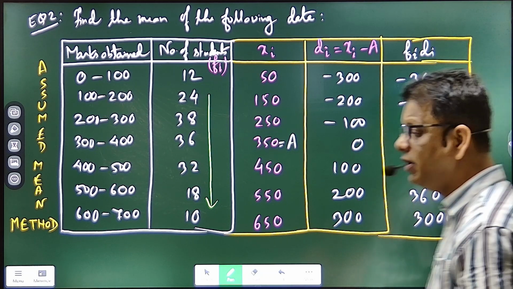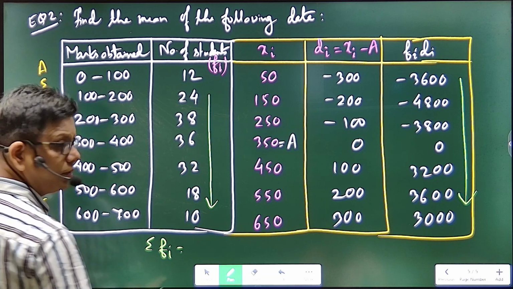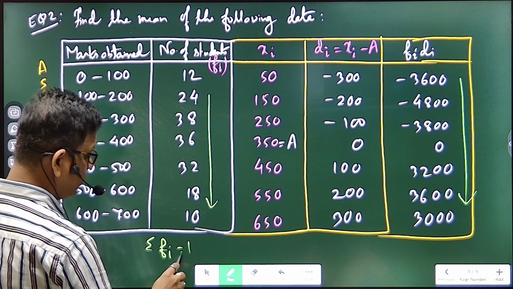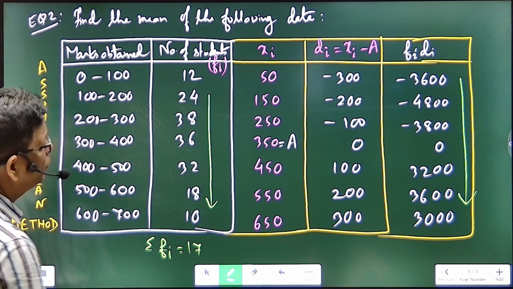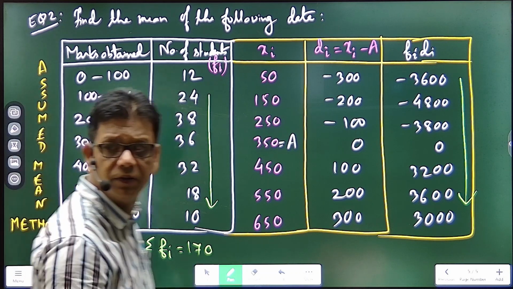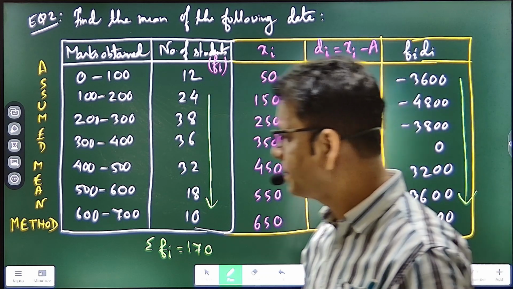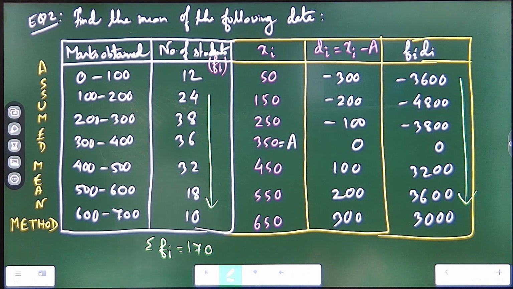Okay. Now fi, if you add it, summation of fi or n, say how much? 170. Correct? Okay. Now add this column. You know how this addition can be done? All the addition numbers you do first, then subtract the numbers, or some can also be subtracted. You can use a calculator also, no problem with that.